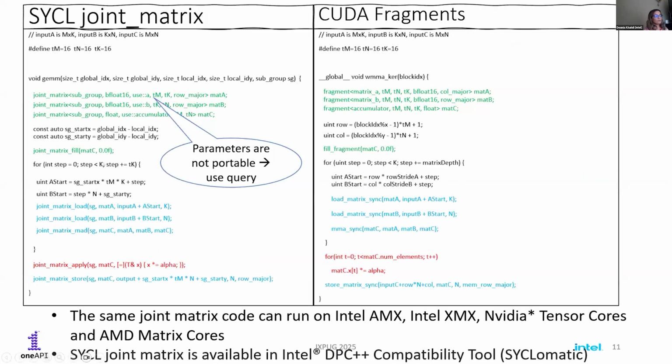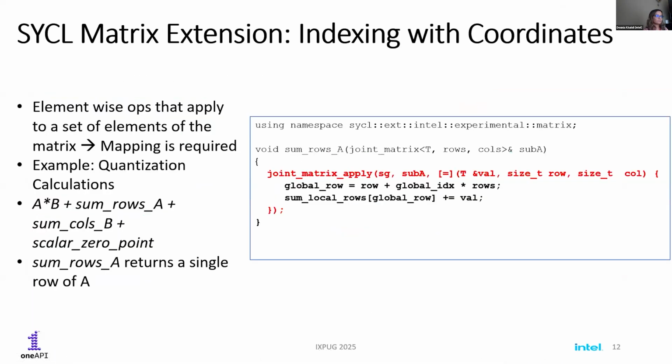Yes, so of course the main difference is that the code on the left will run on Intel AMX, so Sapphire Rapid, Granite Rapid, Intel XMX, Battlemage, PVC, NVIDIA Tensor Cores in all the GPUs that support that, and AMD Matrix Cores. You can start from scratch, or you can use a CUDA application and migrate it using the DPC++ compatibility tool, or what we call also SYCLomatic, and it will also handle the joint matrix parts or the WMMA parts and convert them to joint matrix parts.